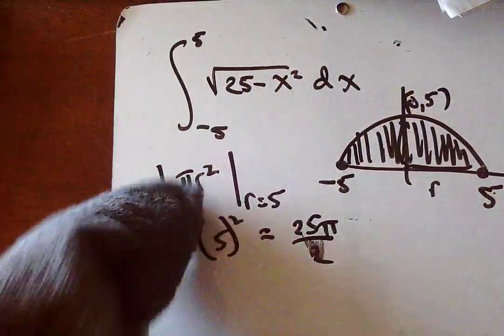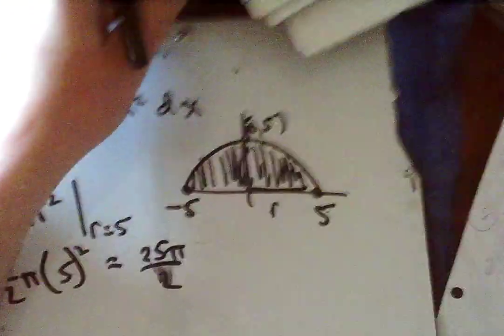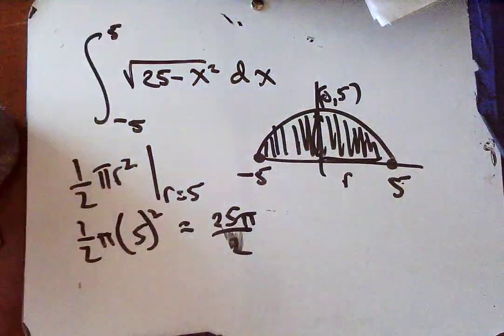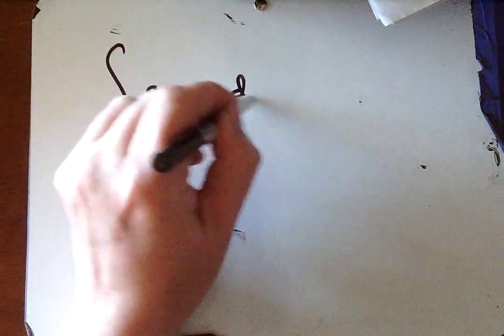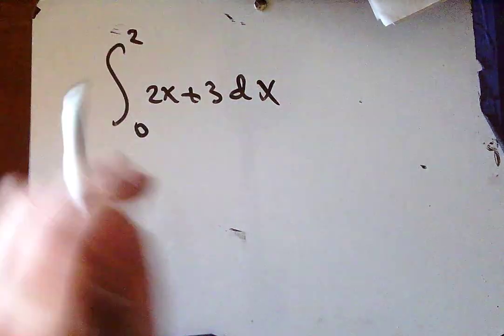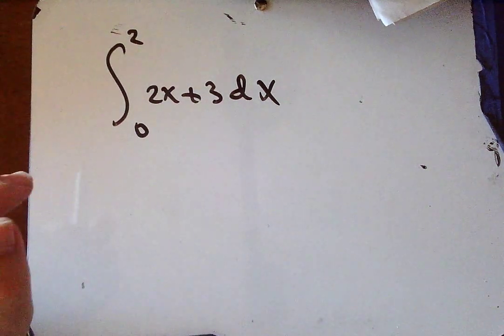And then what about this one? I mean, talk about surprises. What about this one? I want to find the integral of 2x plus 3 dx from 0 to 2. Okay? Take a moment to try that one again now. I'm interested to see how it goes.